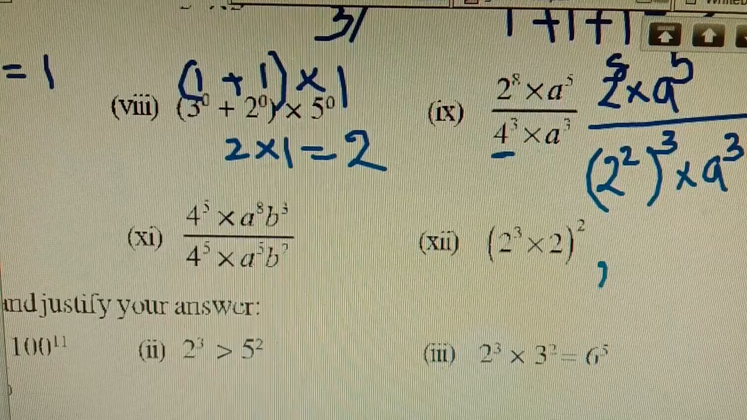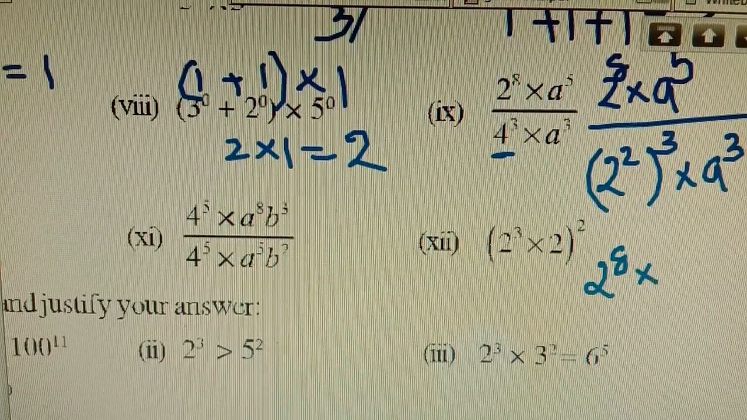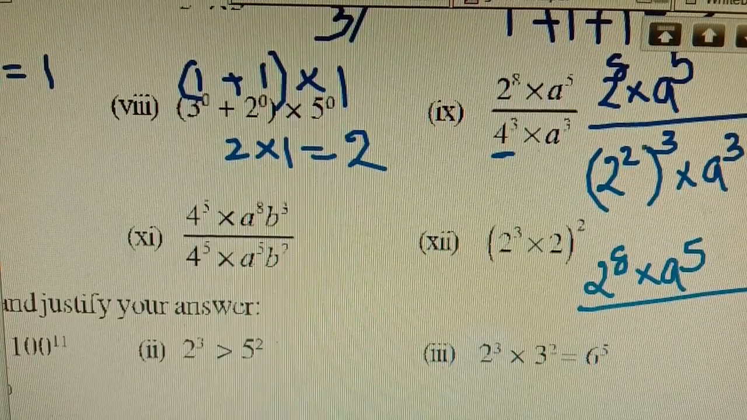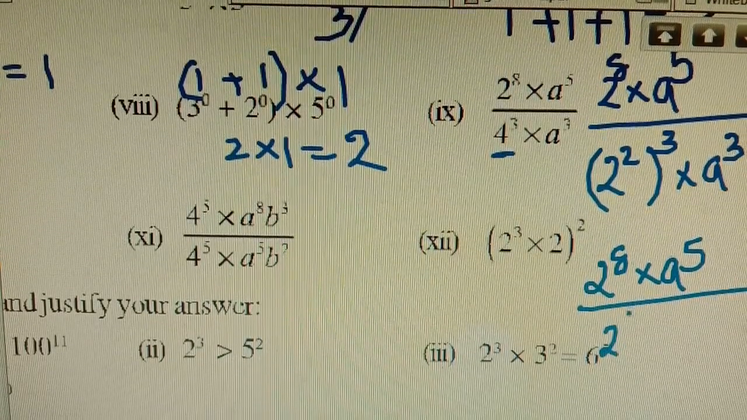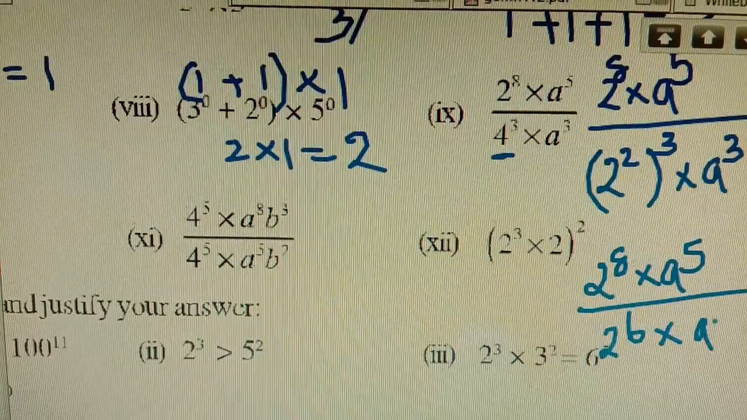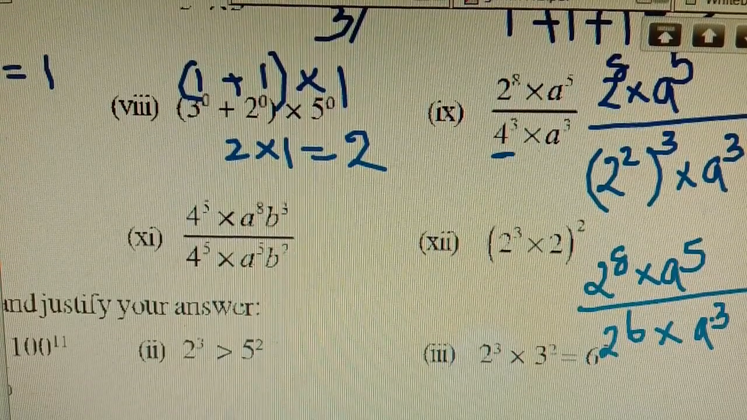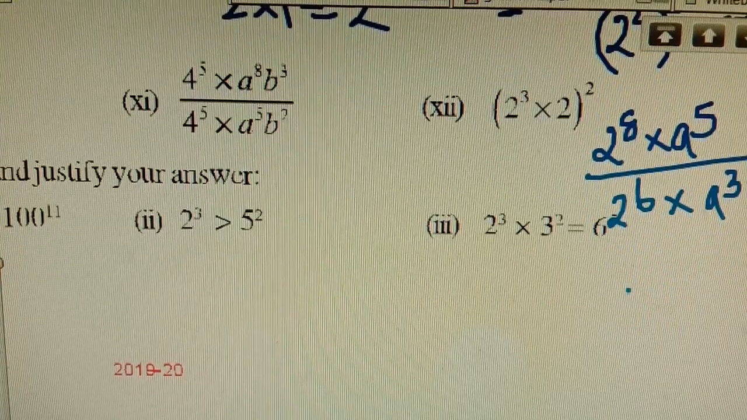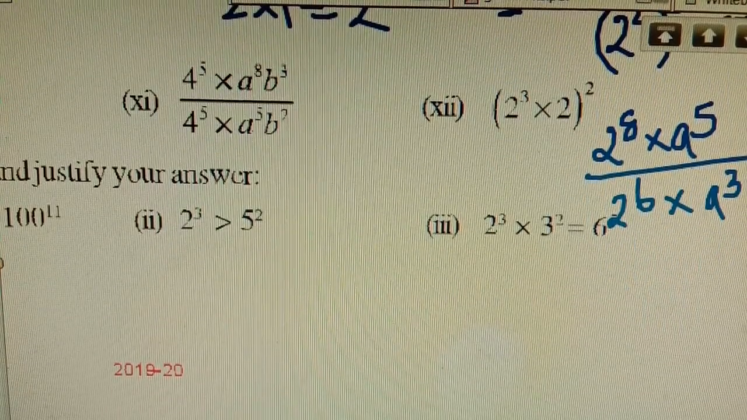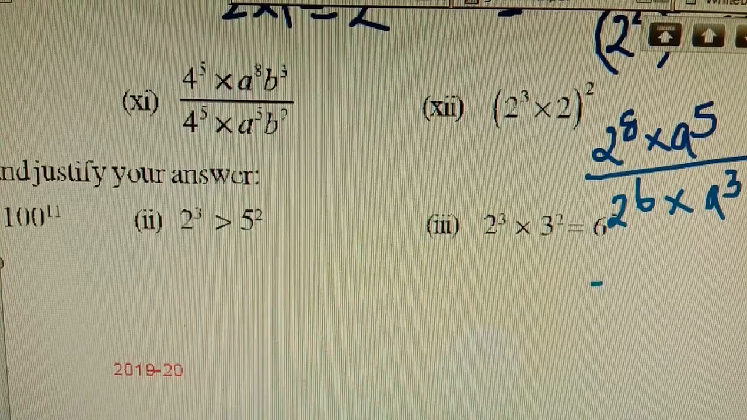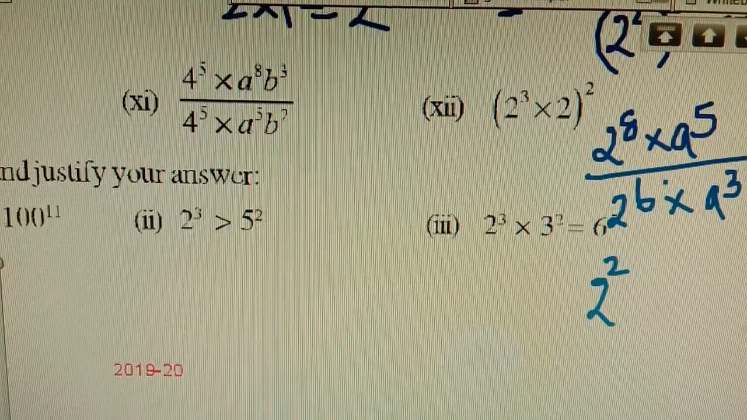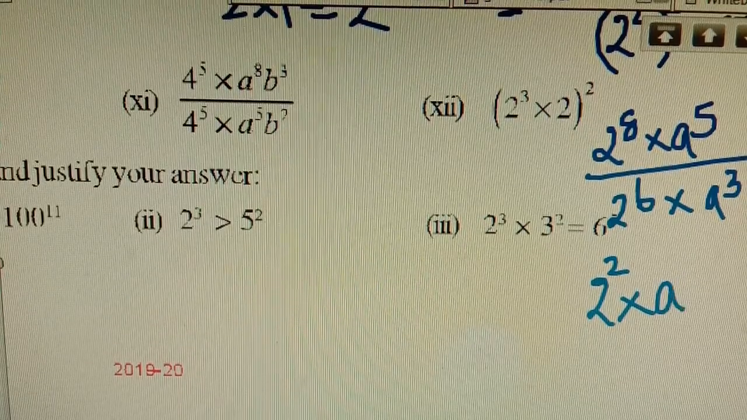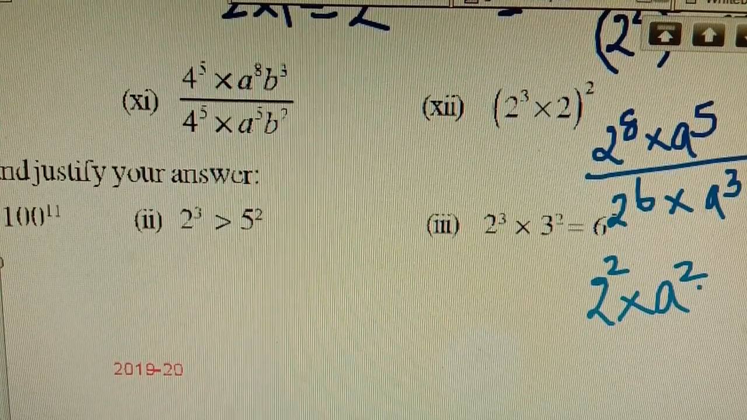So in the numerator, 2 to the power of 8 into a to the power of 5, then in the denominator, 2 to the power of 2 whole cube, that is 2 to the power of 6 into a to the power of 3. So by simplifying, 2 to the power of 8 divided by 2 to the power of 6 is 2 to the power of 8 minus 6, that is 2 to the power of 2, and a to the power of 5 divided by a to the power of 3 is a to the power of 5 minus 3, that is a to the power of 2.